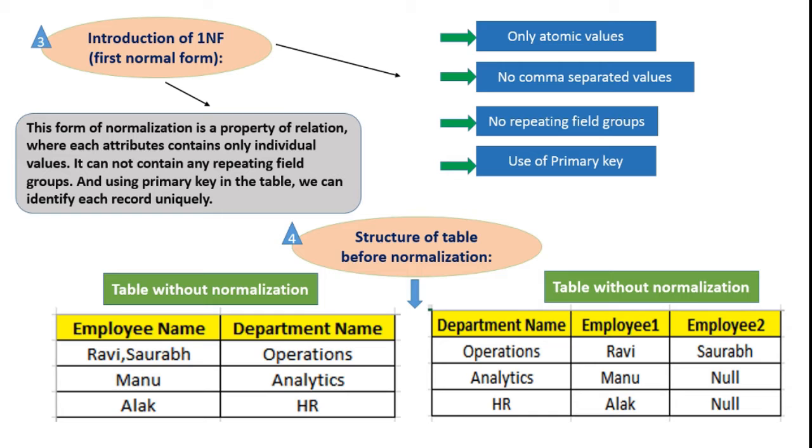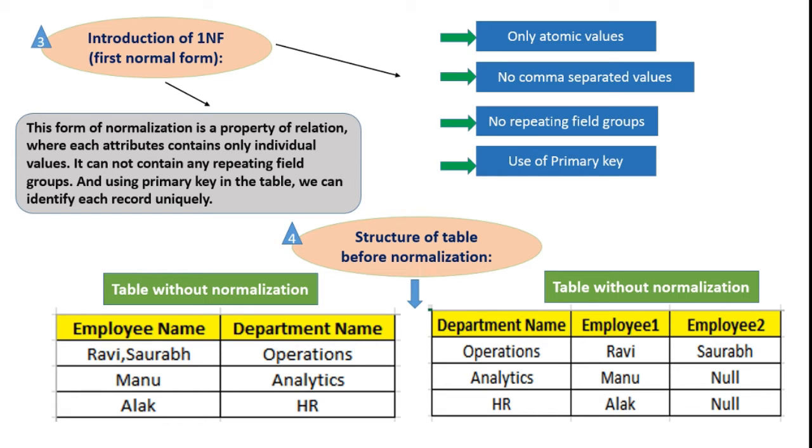You can see on the right section, the blue one, these are the 4 points that are really important regarding the first normal form. To maintain a database in a normal form after normalization, the first thing is only atomic values, the second is no comma separated values, the third is no repeating field groups, and the fourth is use of a primary key. These points are really important to establish the first normal form in the database, and with the example we are going to see going further.